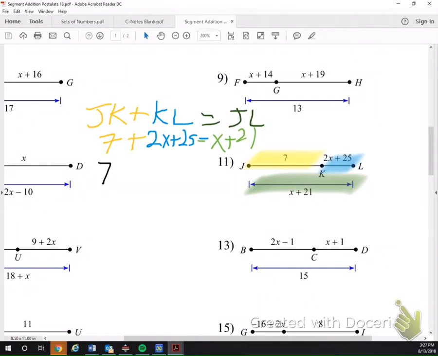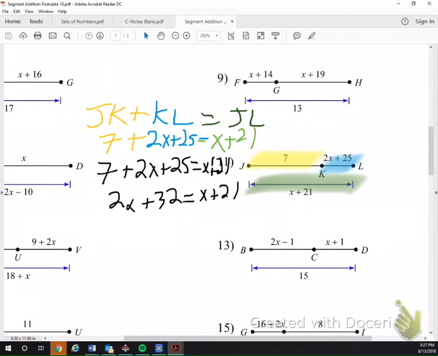So now we're going to solve it. So the 2x is there. And then we add the 7 and the 25 together. We get 32. And that's going to equal x plus 21. What I want to do next is combine my variables. So I'm going to subtract x from both sides. 2x minus x is x. We bring down the 32. And we get 21.